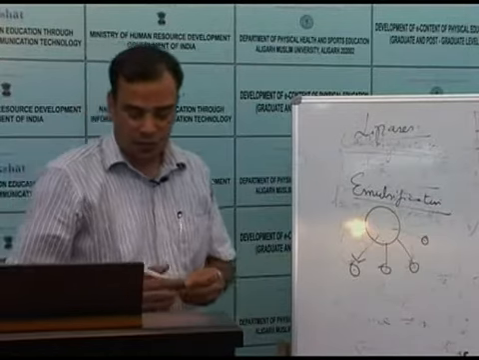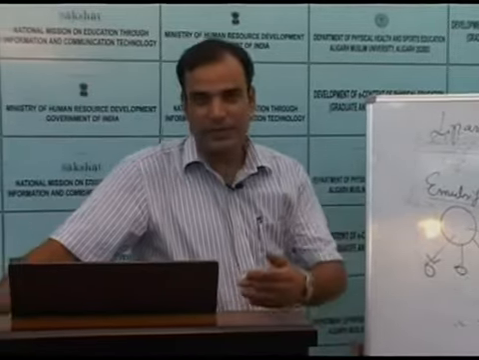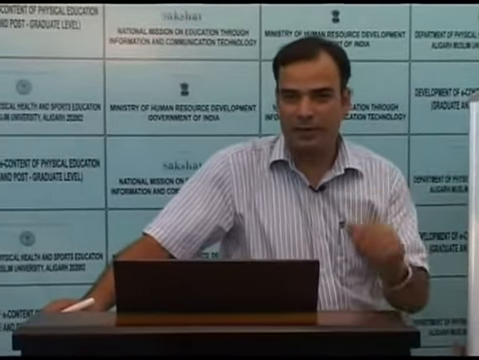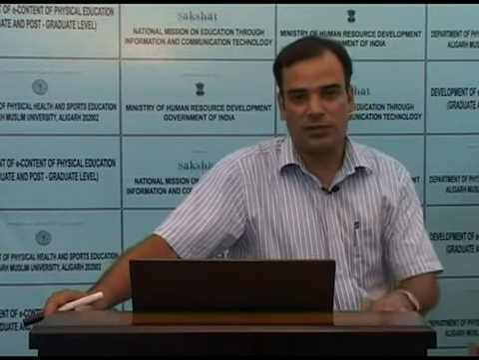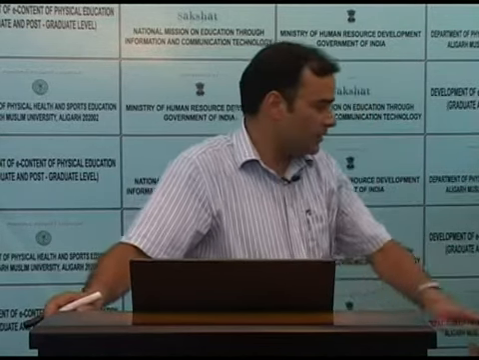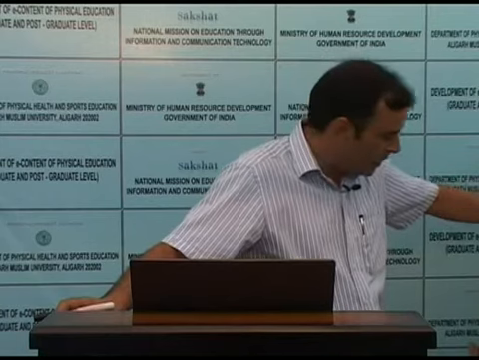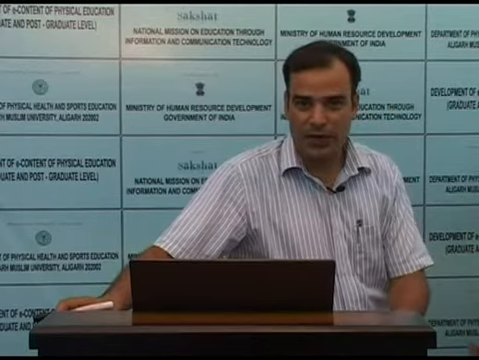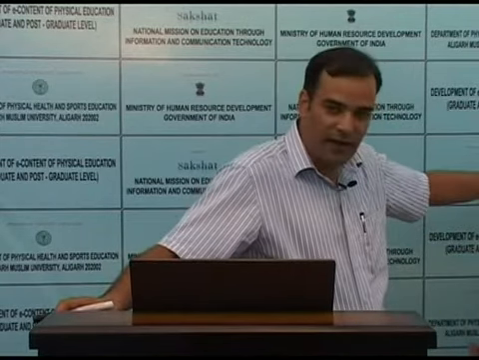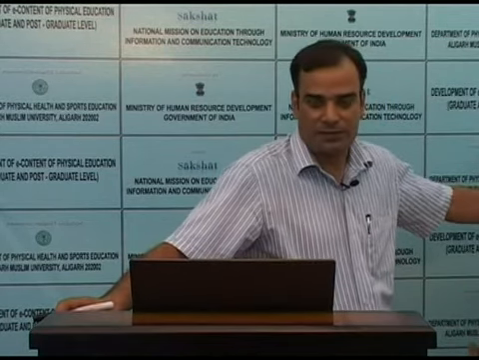Now, this emulsification process is carried out by the bile. Bile is a secretion that is secreted by the liver. Though bile does not contain any enzyme for digestion, it contains a substance called bile salts. Bile salts have a property that they decrease the size of the fat droplets by breaking them down into smaller droplets of fat. In this way, bile, though it does not digest fat, helps in the digestion of fats by the process of emulsification.